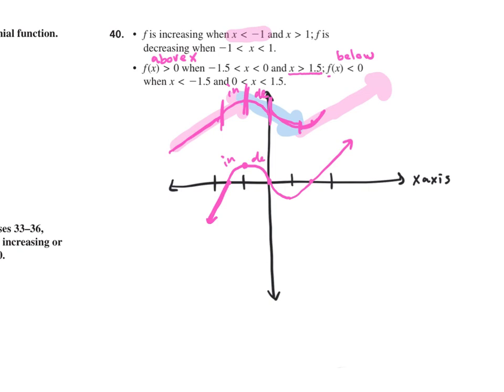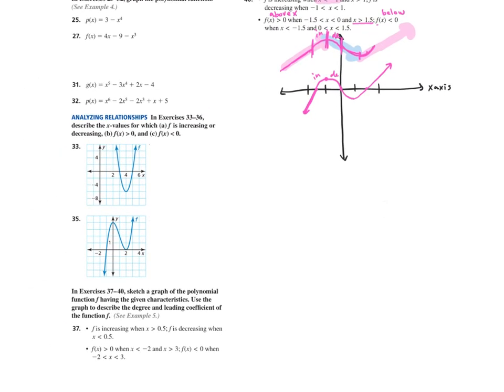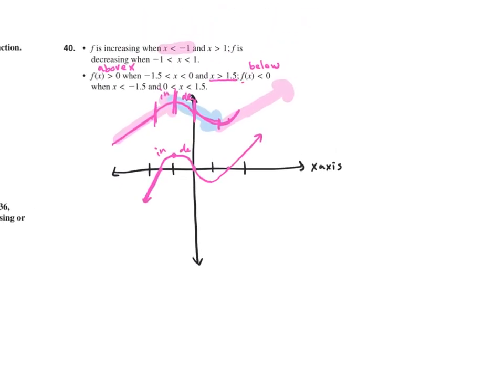So now we need to, let's see what the directions say. Describe the degree and the leading coefficient of the function. So our leading coefficient, since it ends going up, we know it is positive. And it starts going down, so it goes in opposite directions, which means it's odd.